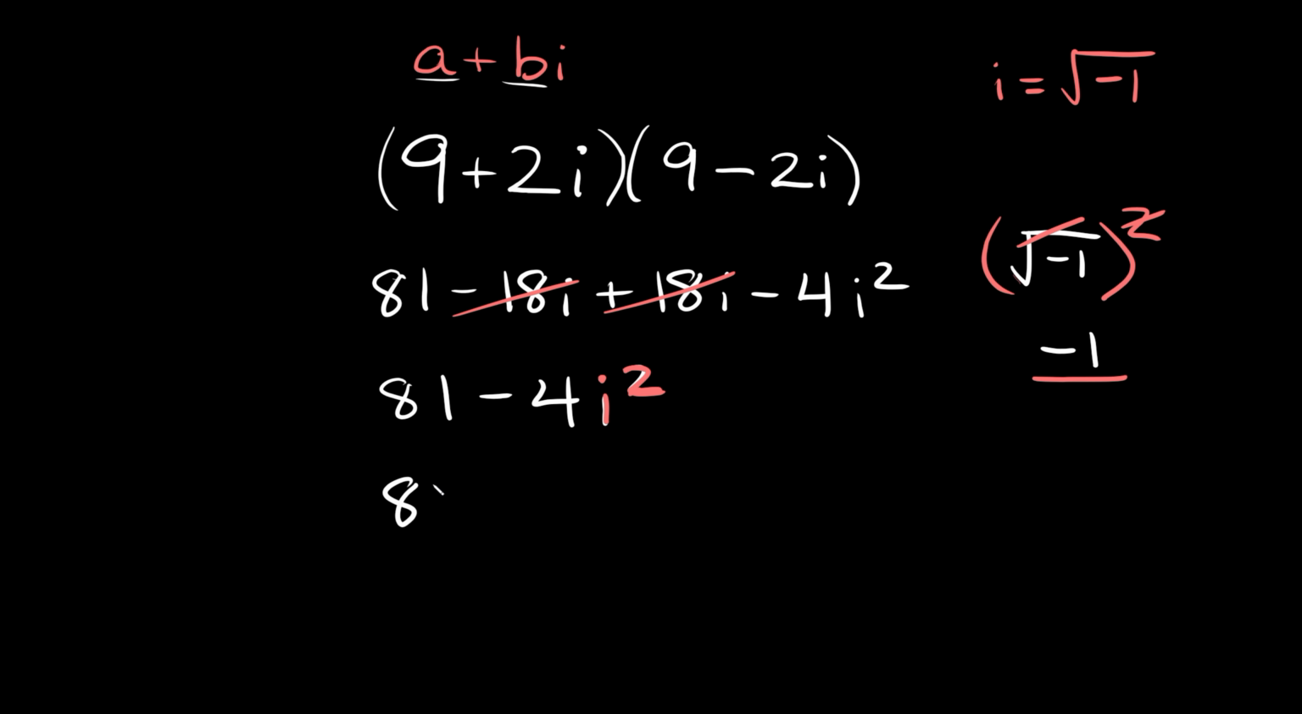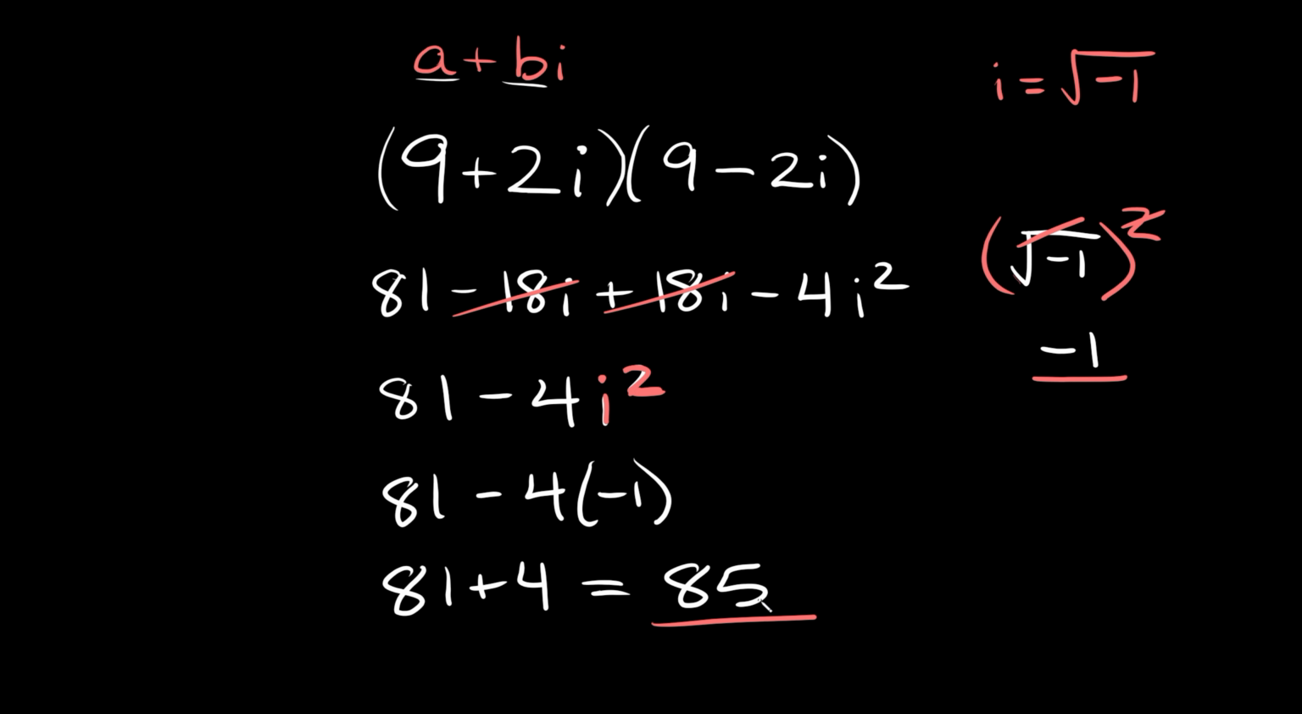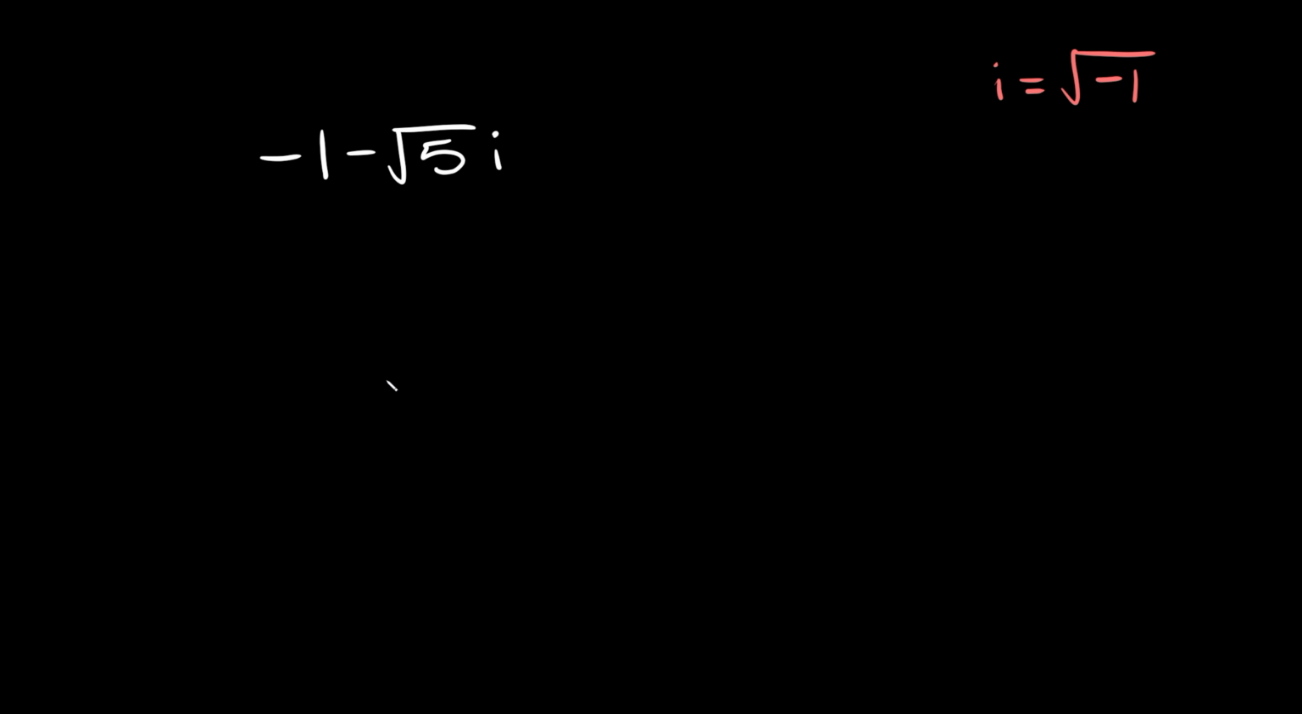So let's plug in a -1 right here for i squared. So we're going to get 81 minus 4 times -1, all right? So we get 81, and then -4 times -1 is +4. So then this is simply equal to 85. All right, so that's our final answer. All right, here's the next problem we're going to do.